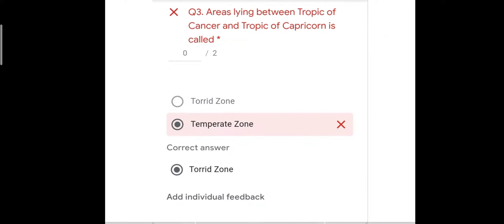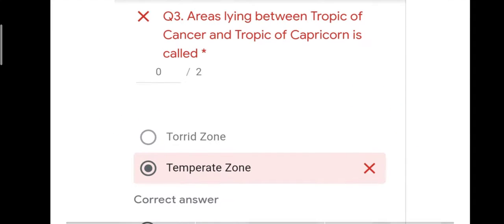Now coming to question number 3. See, this child has got this question wrong. Question number 3 is, areas lying between Tropic of Cancer and Tropic of Capricorn is called. He or she, whoever it is, has chosen the option B or second option, temperate zone. So children, in this question, many of you made a mistake, and the areas lying between Tropic of Cancer and Tropic of Capricorn is torrid zone.